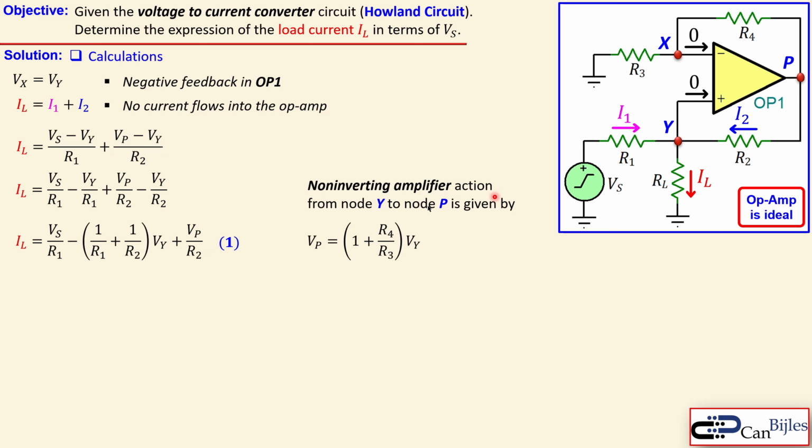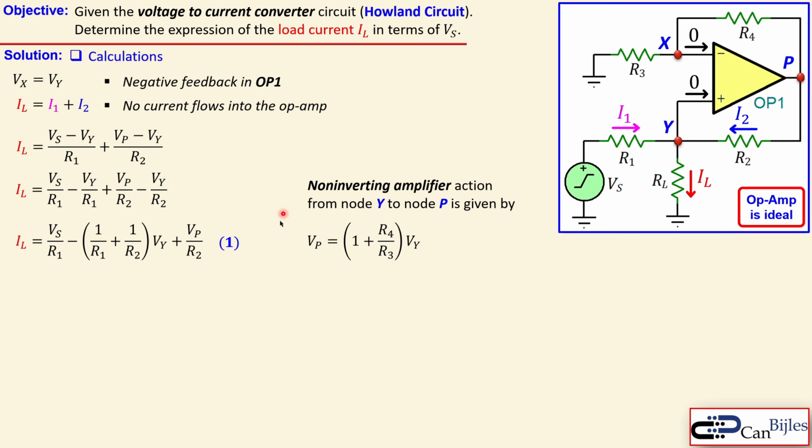Now if I go from node Y to node P, looking at this node voltage, that is actually a non-inverting amplifier. So that means I have Vp equal to 1 plus this resistor over the resistor here, so R4 over R3, times the Vy, because that's the voltage I apply here. This resistor here will not have any effect because I'm only looking at the voltage here.